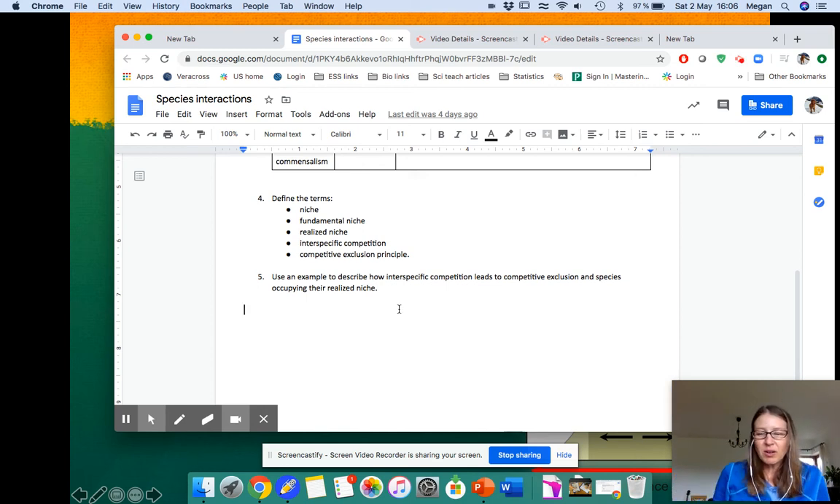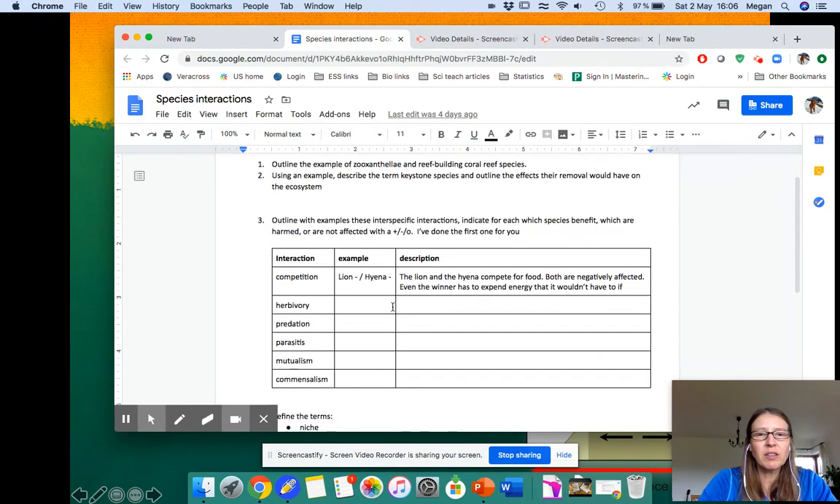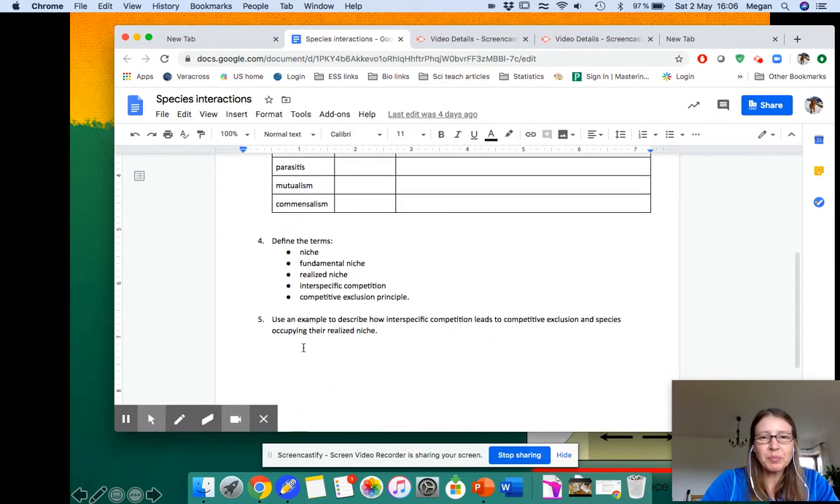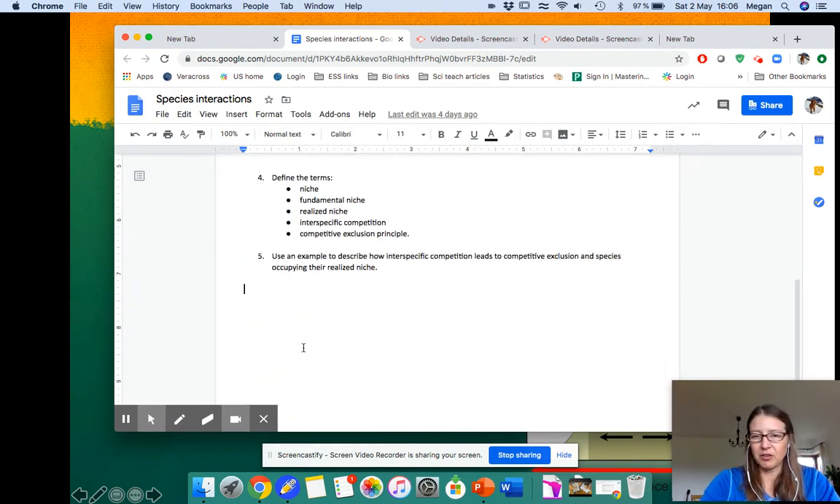Okay, so we are looking at C1, species and communities, but we're going to be focusing on some species interactions, so interactions between different species. We looked at those interactions last class, so we've got competition, herbivory, predation, parasitism, mutualism, and commensalism. But we're going to take a deep dive into competition. And to understand competition, we're going to need to dig into the term niche and some categories of the term niche. And we're going to be looking at something called competitive exclusion and resource partitioning.